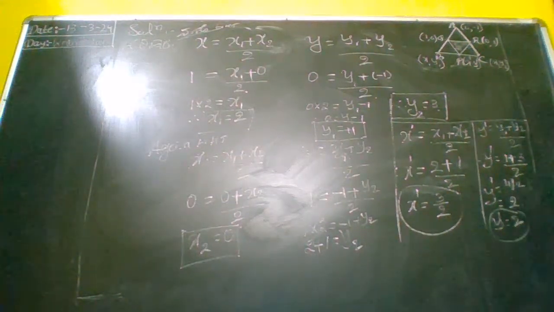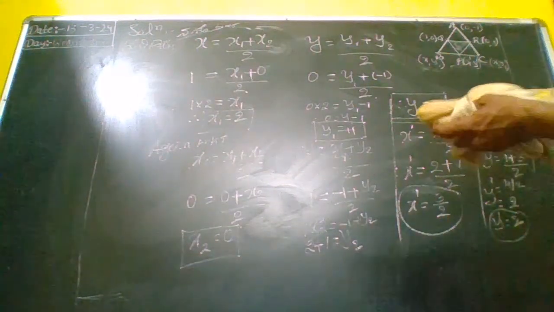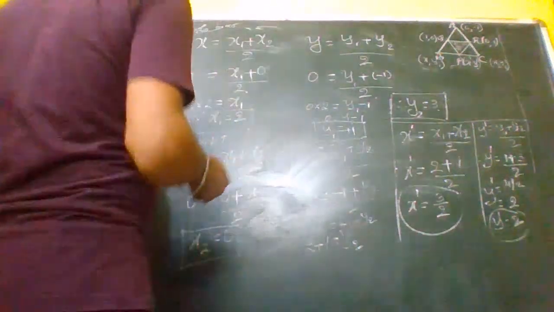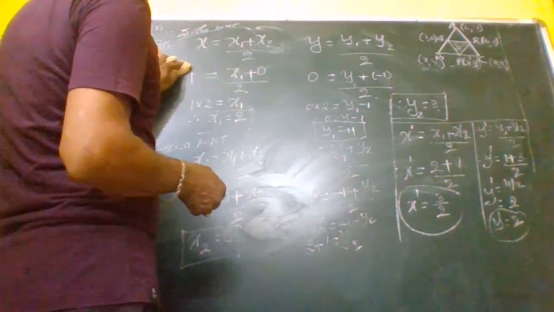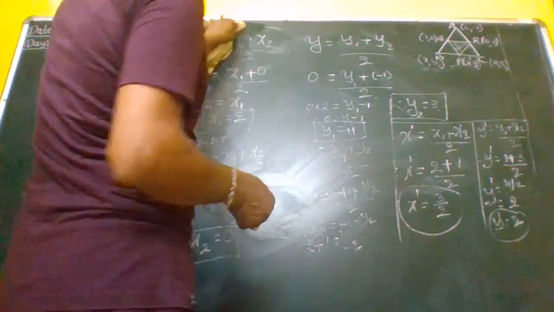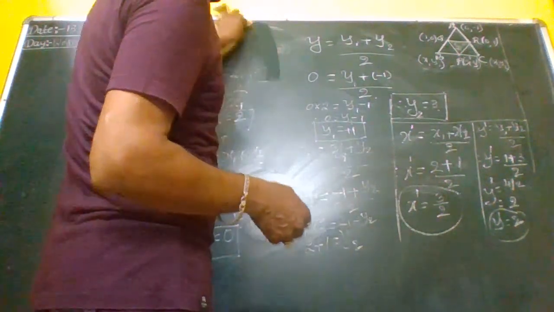So using all these, now we are going to calculate the area of triangle PQR. To calculate the area of triangle PQR, we will use the formula. So before going to start, I will clean the board to make space.